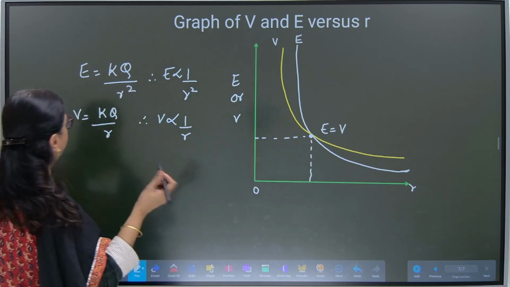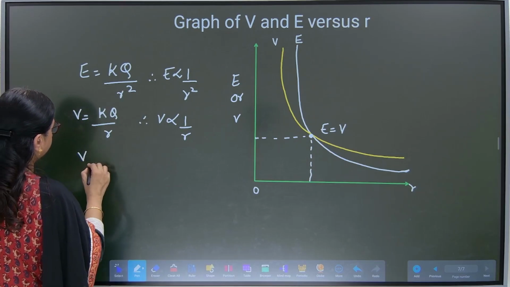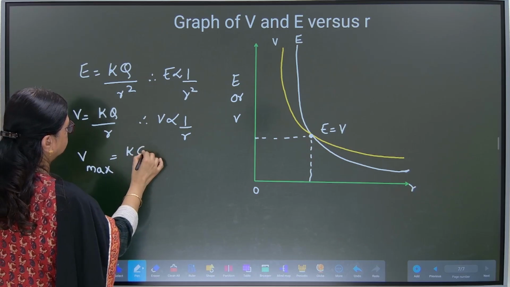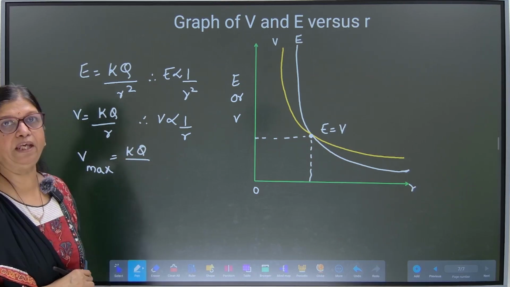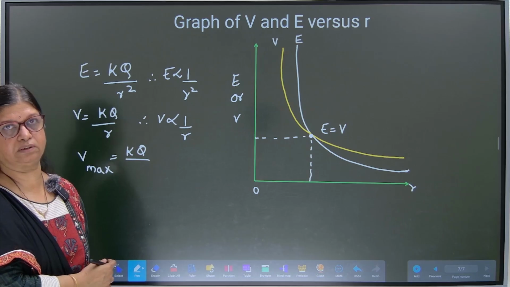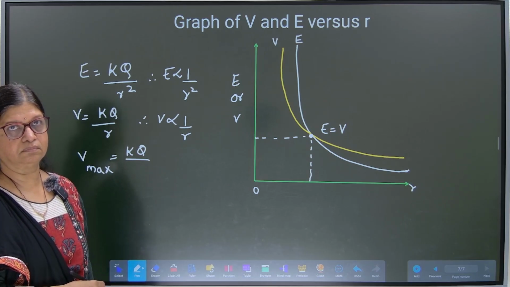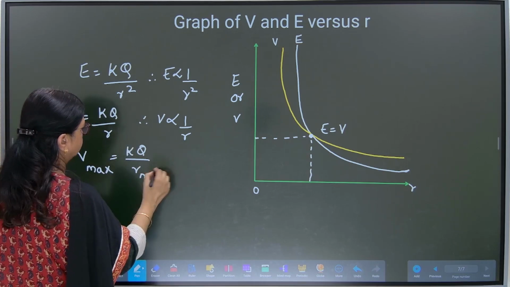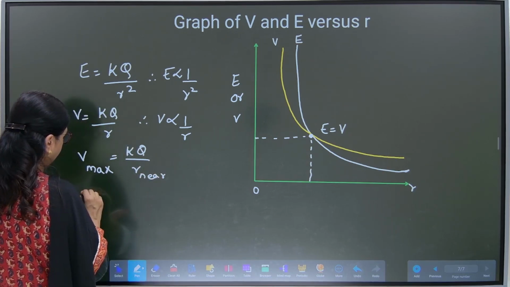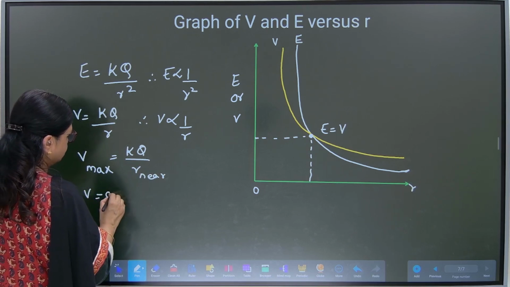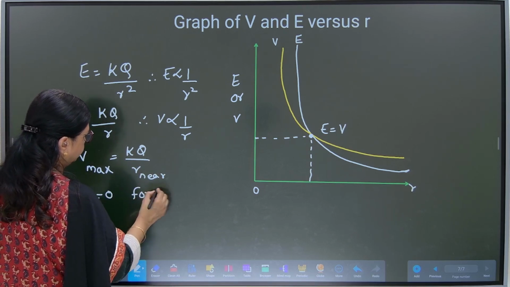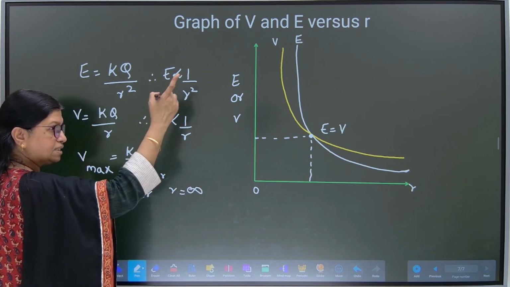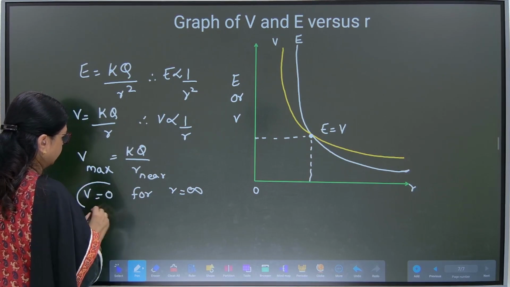Now, when can I have Vmax for the same setting? R should be very near to the point Q or to the charge Q. And when can I have V 0? V is equal to 0 for R is equal to infinity. What does this mean? That when R is equal to infinity, the potential is 0.